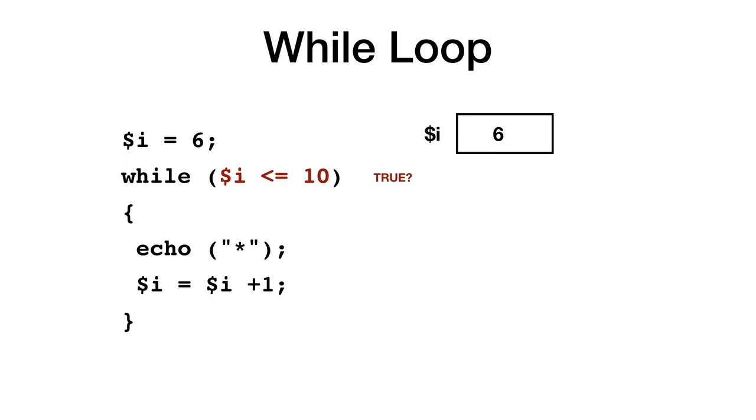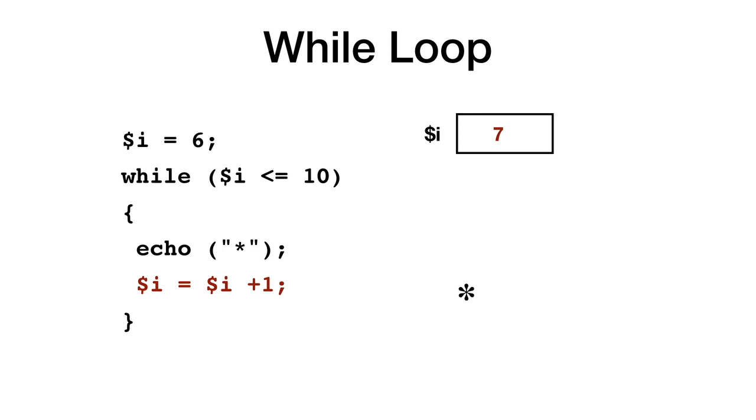So is this true? Well, yes, it's true. So we're going in. This statement here just says echo star, so we're outputting a star. And then the next statement is going to add 1 to I. That's important because I is what's controlling the loop here. The value of I is what's determining whether we go inside the loop or not. If we don't take some steps to alter the value of I, then we'll be stuck in the loop forever, which would not be good. So I gets I plus 1, so I is now 7.